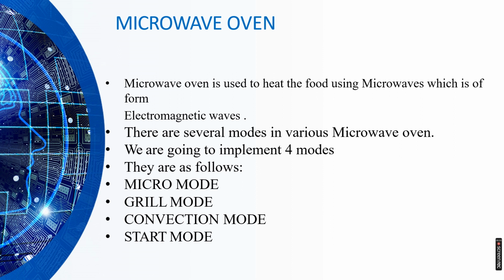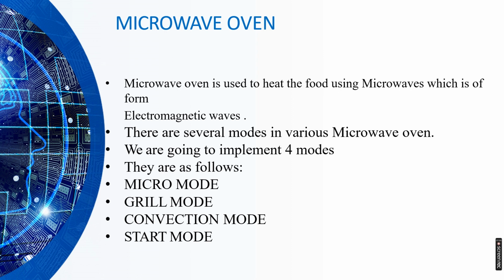Now moving on to our main project, which is the microwave oven. A microwave oven is used basically to heat food using microwaves, which are a form of electromagnetic waves. There are several modes in various microwaves. Out of these, we are going to implement 4 modes: micro mode, grill mode, convection mode and start mode.